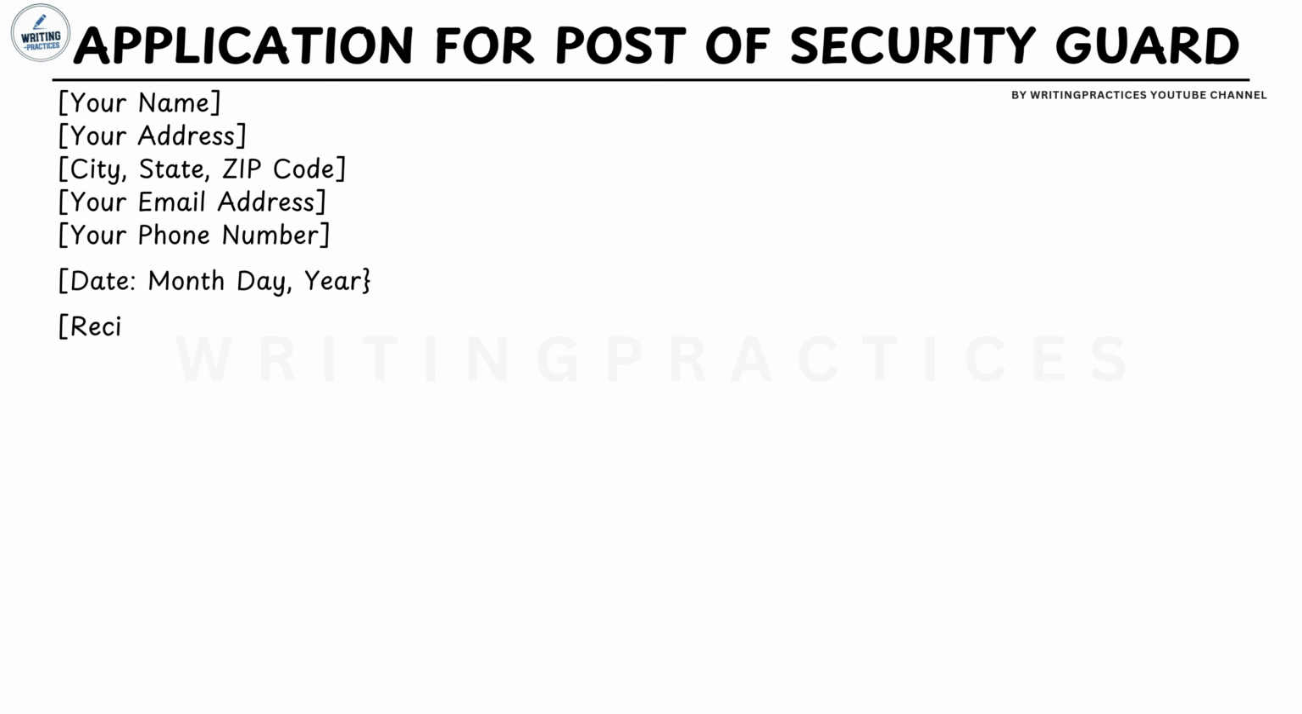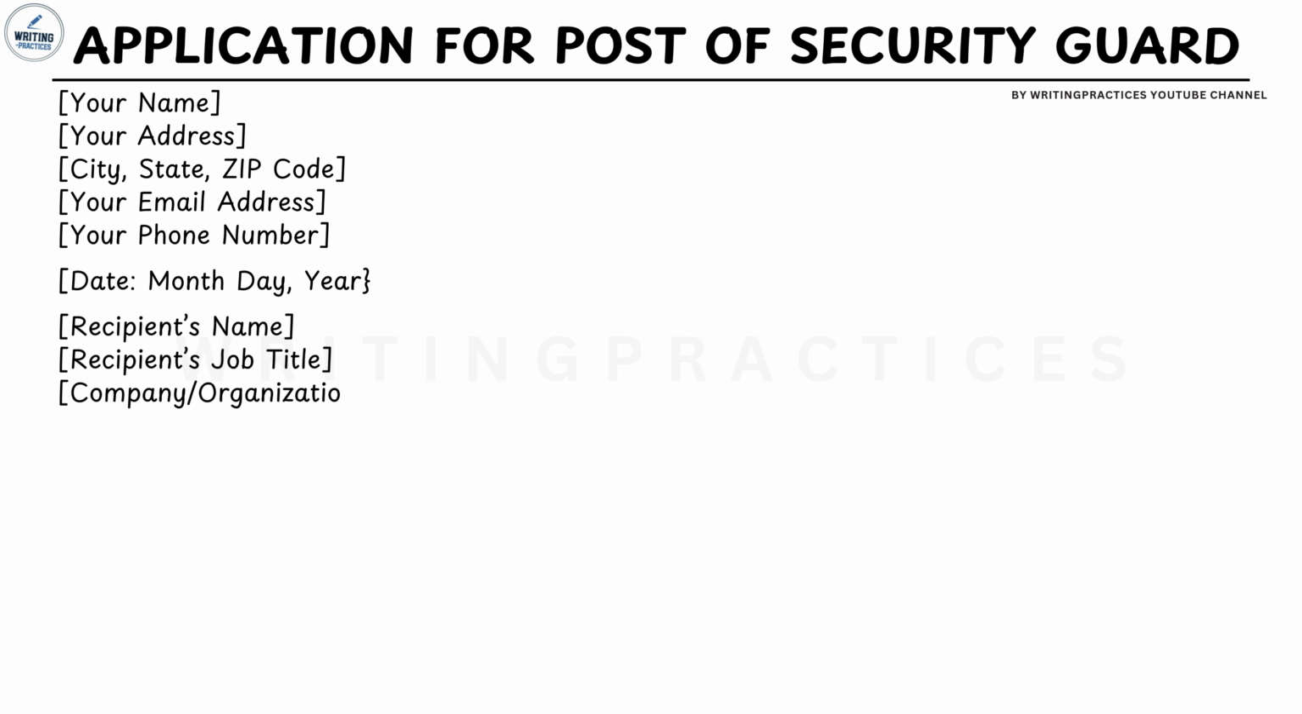Recipient's information. After the date, you include the recipient's details. This should consist of their name, job title, and the company or organization they represent, followed by their address. For instance, recipient's name, recipient's job title, company or organization's name, address, city, state, zip code. This ensures your letter is addressed to the right person and shows respect for the organization's structure. If you don't know the recipient's name, try to find it out. Personalizing the letter adds a professional touch.